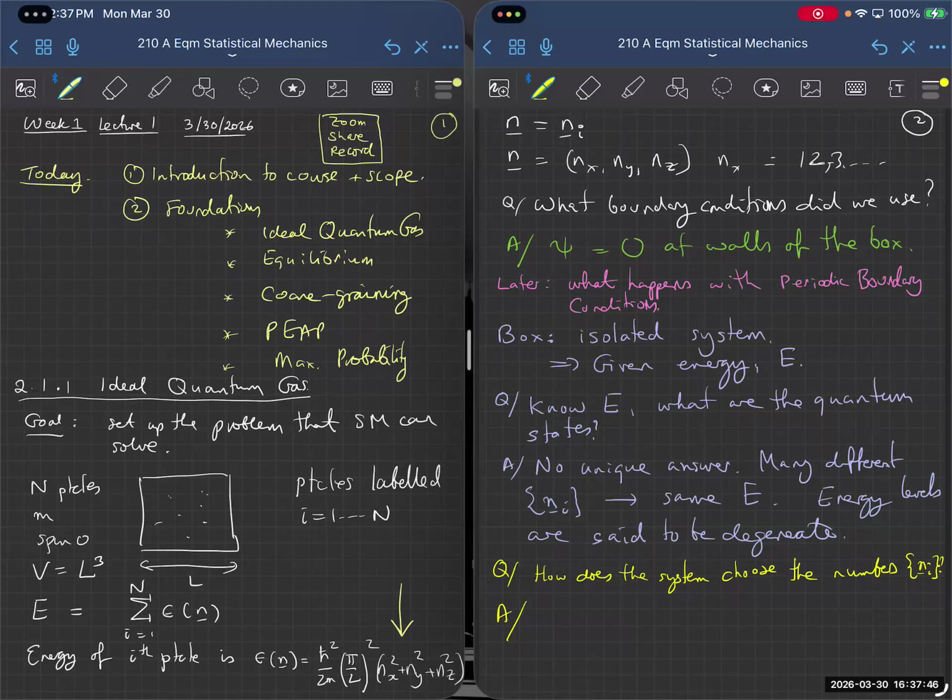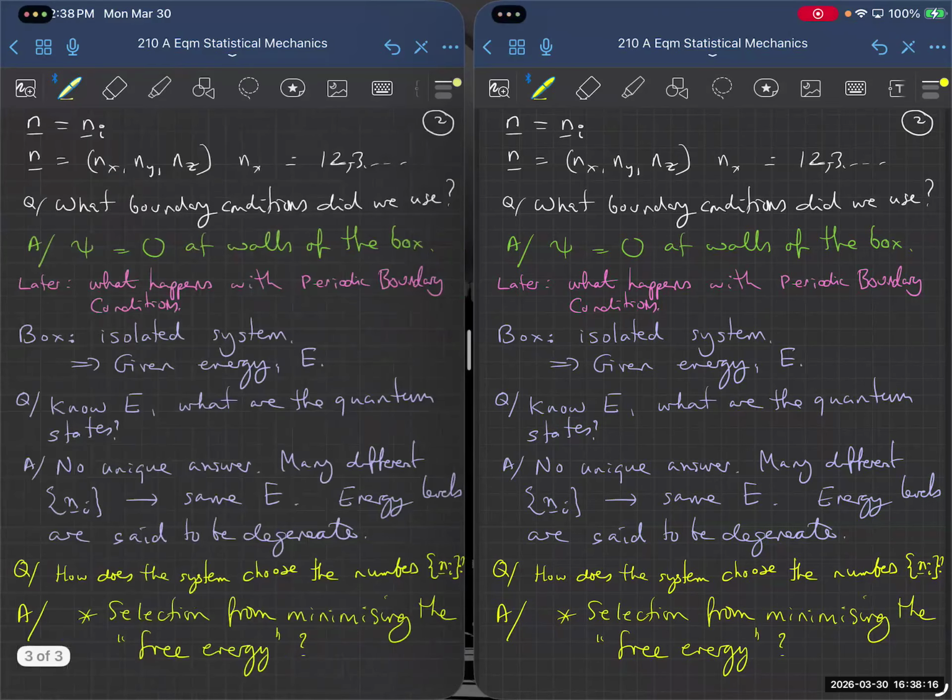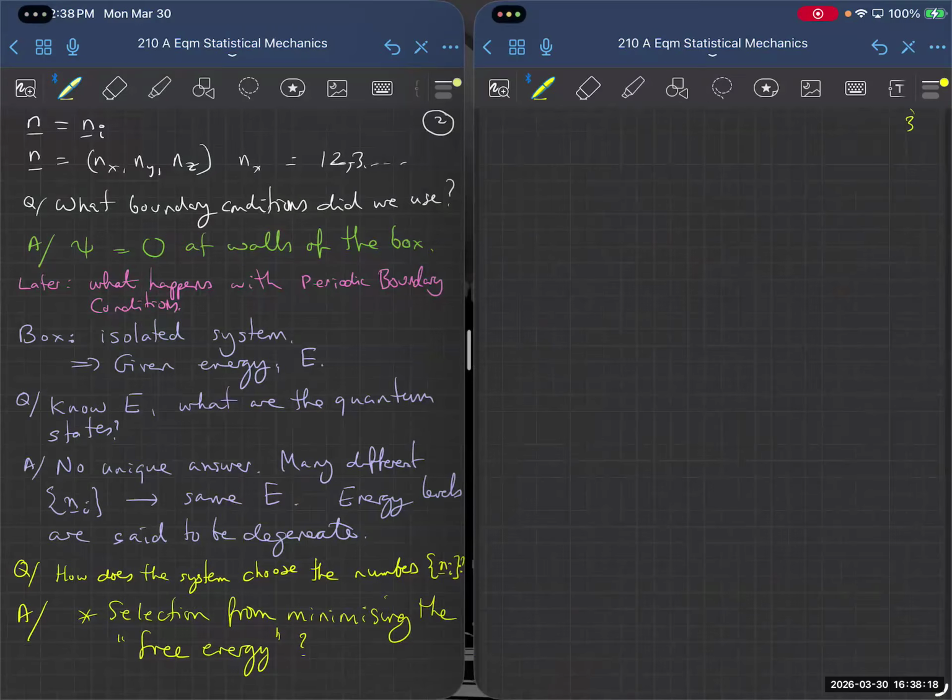Okay, so let's put it on the board. So one answer is, let me write on here, then it's recorded. One answer is this: selection from minimizing the energy, whatever that is. I haven't told you what it is yet. That's one possible answer. Okay. Anybody else?